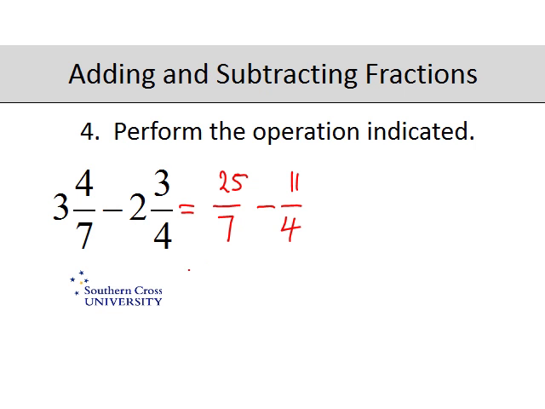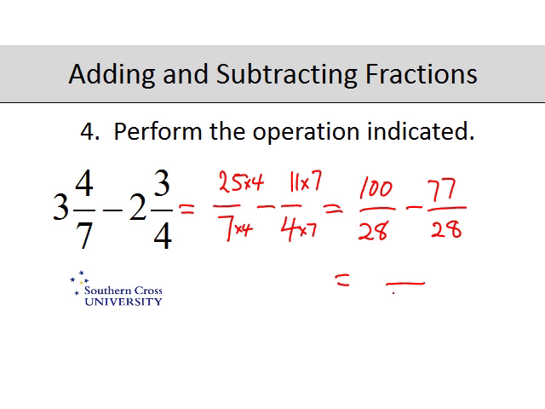Now we need to go to a common denominator, preferably the lowest. I can't think of any number that both 7 and 4 go into apart from 28. So this time we need to multiply our 7 by 4 and our 25 by 4. So this is 100. I need to multiply 4 by 7 and I need to multiply the 11 by 7, which gives me 77.